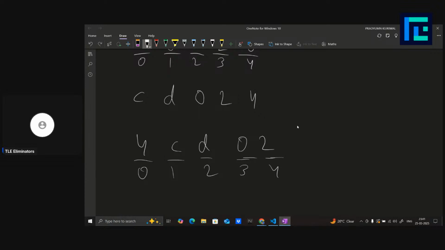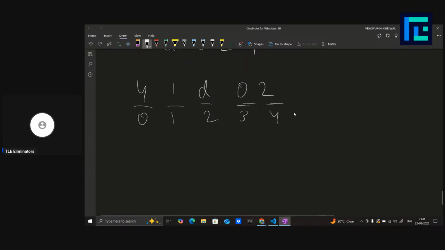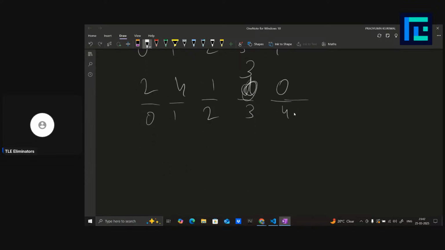So now what we can do is, let's put C equal to 1. So C becomes 1, so I'll just write it here, right? And then I will again right shift this. So what will it become? It will become 2 4 1 D 0. So we have only one choice for D. What should we put? We have to put it as 3, right? So we put it as 3. Okay, so it becomes 2 4 1 3 0.